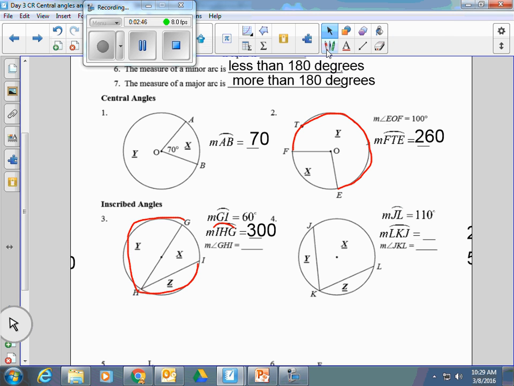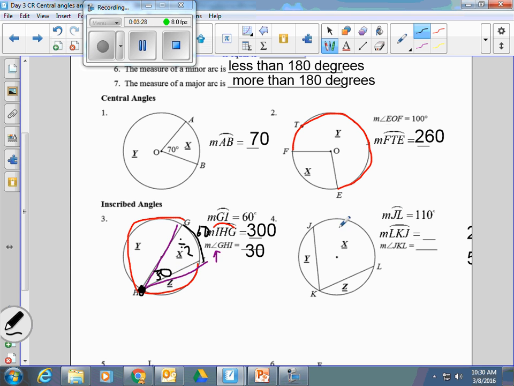And then this symbol, the symbols are the things that are going to get you in this unit. This one says, what's the measure of angle GHI? And that would be your 30. Why is that one 30? Why is it not 60? It's half. Why? Where's your vertex? It's on the edge. Good. The vertex is on the edge. So we take the intercepted arc, which is 60, and we cut it in half. So that means that this one inside would be 30. Okay?